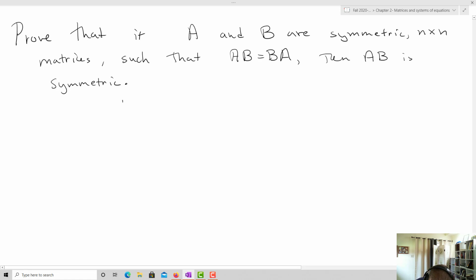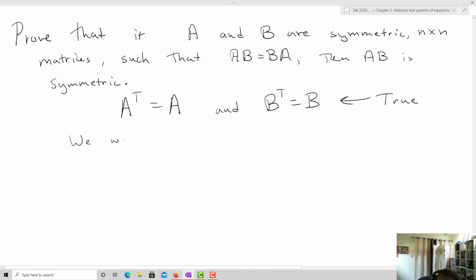A is symmetric if A transpose equals A, so we know that, and B is symmetric if B transpose equals B. So we know this is true. What we want to prove then is that AB transpose equals AB, because that would actually give us the result that we want.